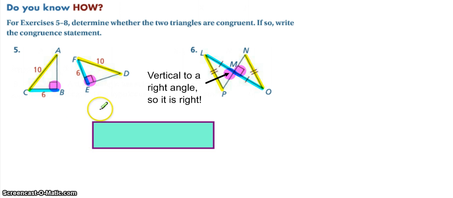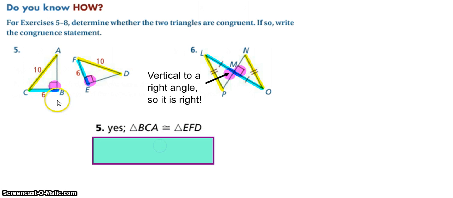All right, I've got 5 and 6 solved out here for you. My hypotenuses, or hypotenusae, are highlighted in yellow on both. Then I've got my right angles indicated here in purple and my congruent legs indicated in blue. So in 5, we know that yes, these are congruent. The hypotenuse leg theorem tells me that.